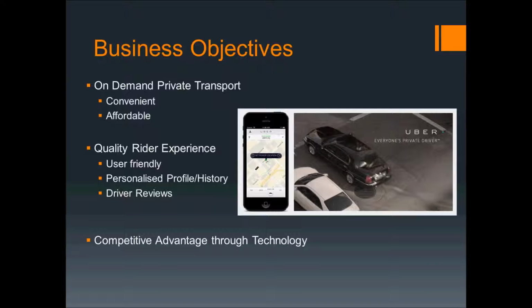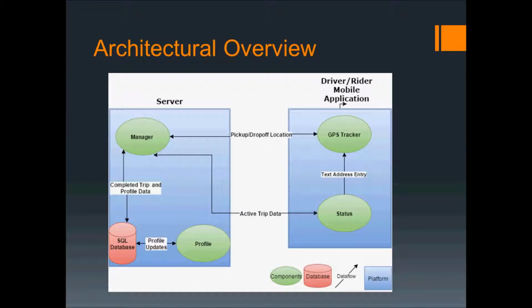The most important aspect of BruceUber's success is their use of integrated mobile technologies to gain competitive advantage. Here is the architectural overview of the BruceUber system. The entity on the left depicts the BruceUber server, containing three primary components: Manager, Profile, and SQL database. The Manager component is responsible for performing the long-distance estimations between rider pickup and drop-off points. It also coordinates all the riders with available drivers, so it minimises the time riders are left waiting curbside. The Manager is also responsible for storing all of this active trip data in the SQL database for later use.